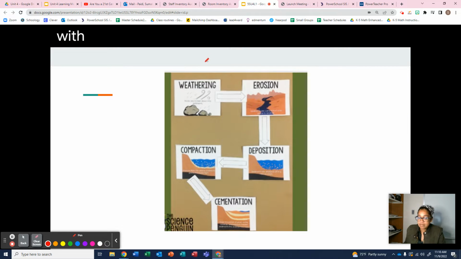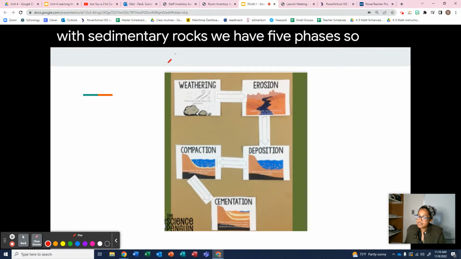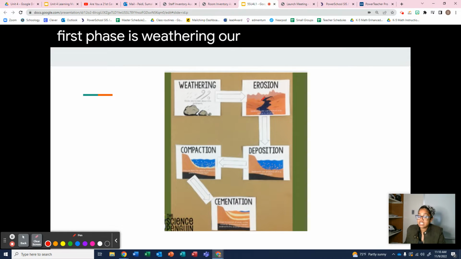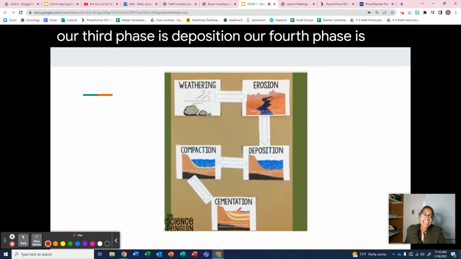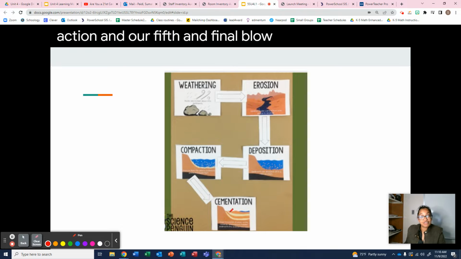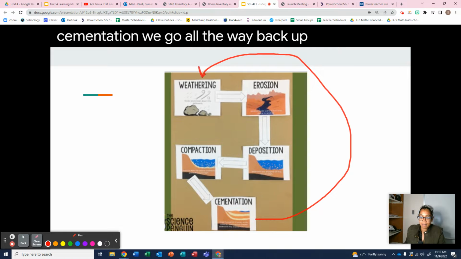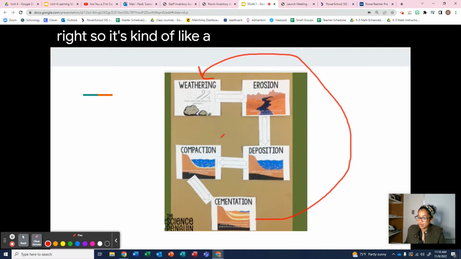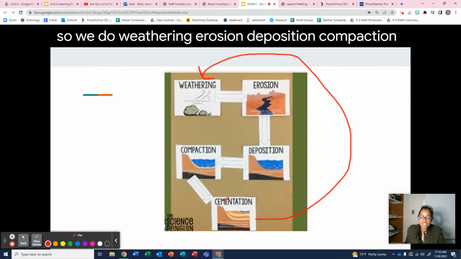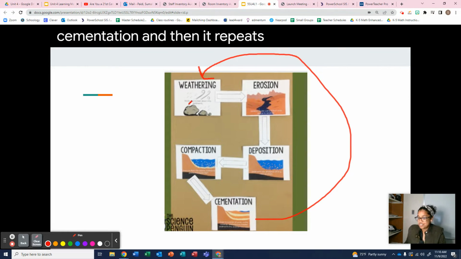So with sedimentary rocks, we have 5 phases. Our first phase is weathering. Our second phase is erosion. Our third phase is deposition. Our fourth phase is compaction, and our fifth phase is cementation. And then what happens is after cementation, we go all the way back up to the top. So it's kind of like a cycle. We do weathering, erosion, deposition, compaction, cementation, and then it repeats back to weathering.